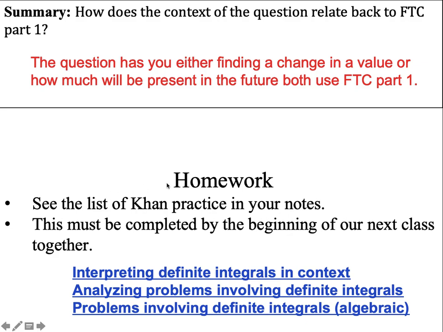So at this point, you can do the homework. These 3, the first 2 I think are just setting up expressions. So those should go pretty quickly. And then the last one is actually doing integration to get numerical answers.